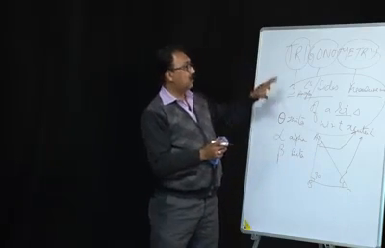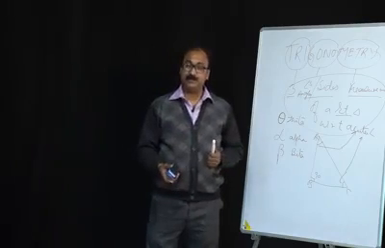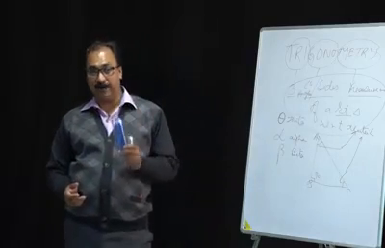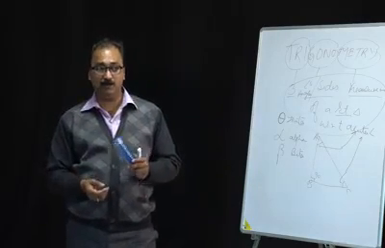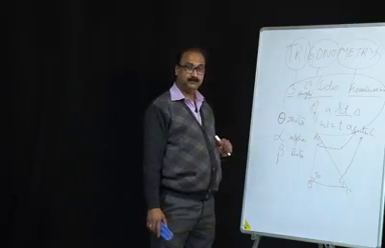Clear? So now we come to the other parts of trigonometry. Which other part? This other part is trigonometric ratios. Okay? What is the trigonometric ratio? We come to the next part. I think all of you write this one.